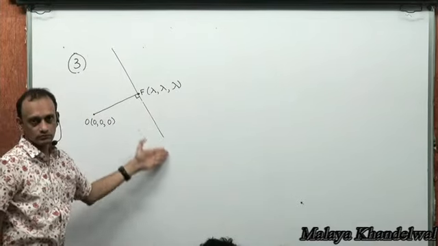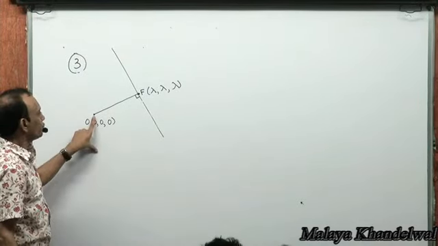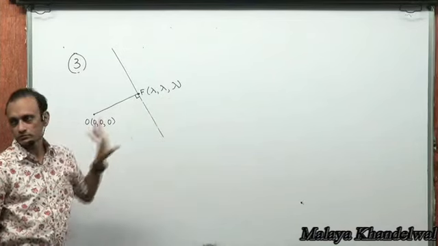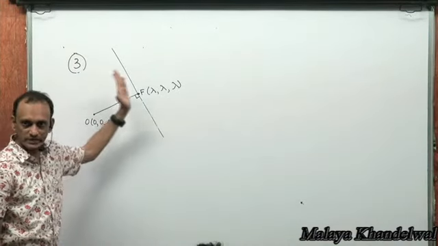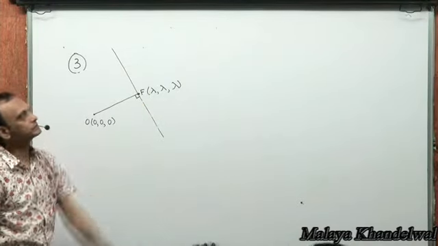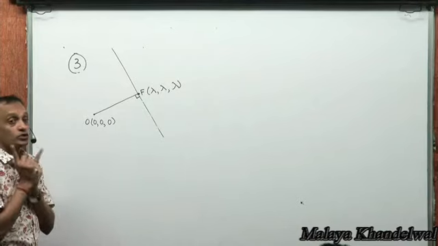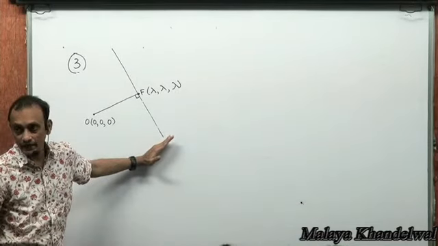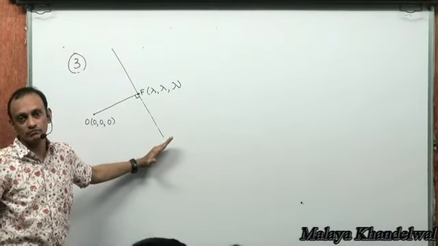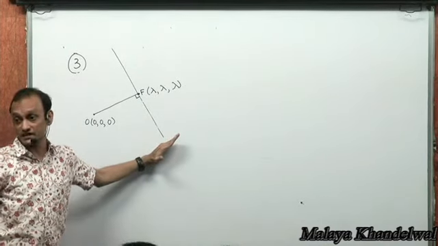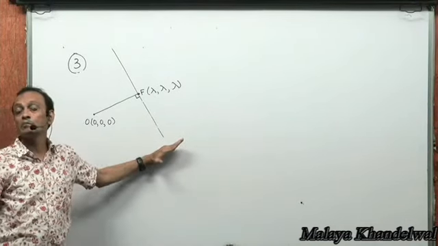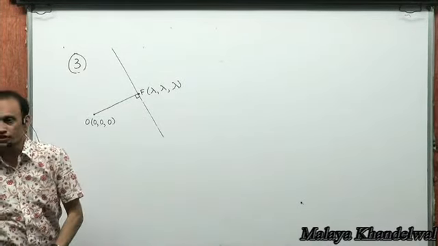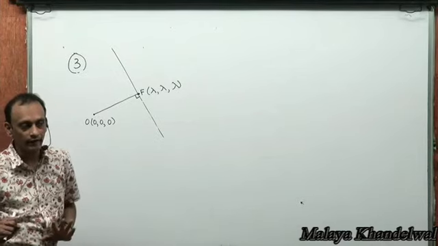So this is a plane. The foot of the perpendicular from the origin onto this plane is given to be (lambda, lambda, lambda), right? And it's given that the sum of the squares of the intercepts made by this plane with the coordinate axes is k squared. I want to find lambda in terms of k.